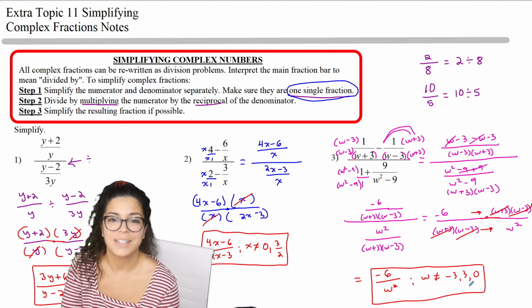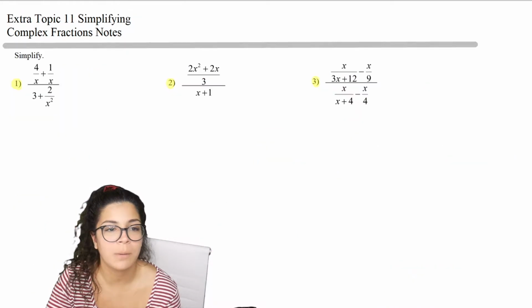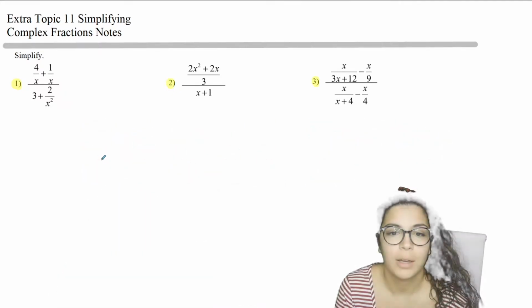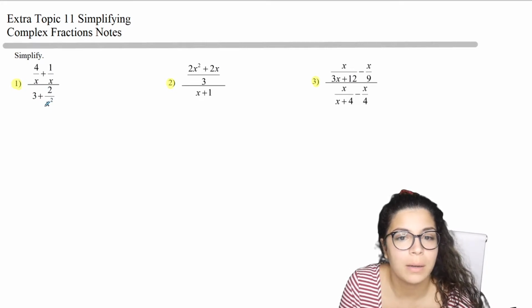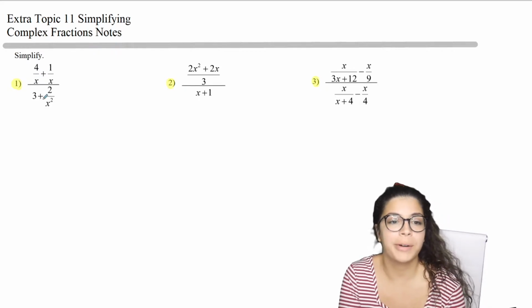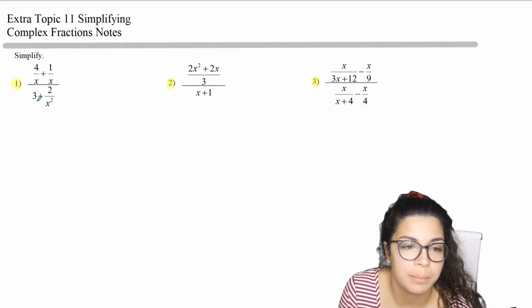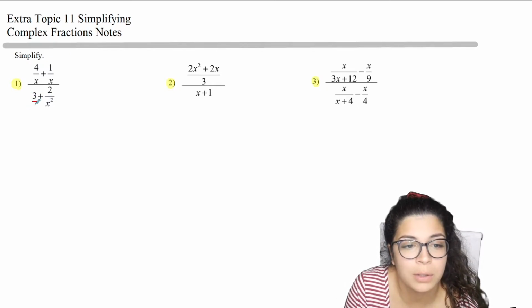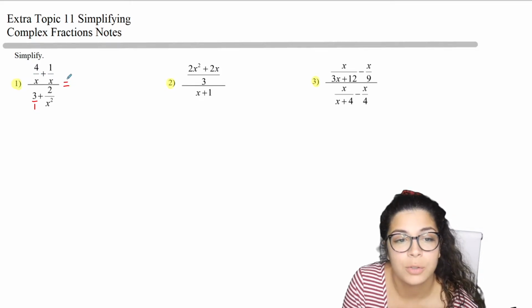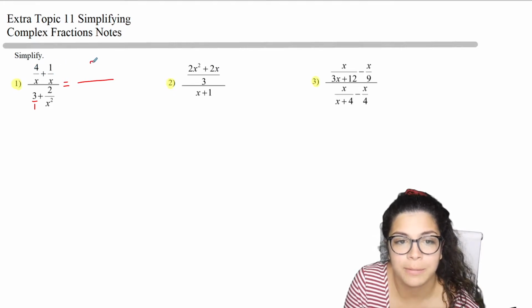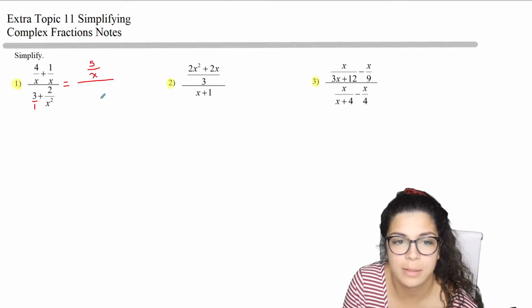All right, so go ahead and pause this video now and try these 3 on your own. Okay, so let's start with number 1. Number 1, you have multiple fractions in the numerator and then multiple fractions in the denominator as well. Now the nice thing about the numerator is that the denominator is already x, so we can go ahead and group them already. 4 plus 1 would be 5, and then the denominator of x stays the same.